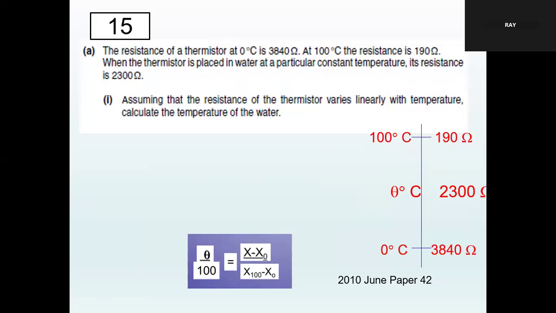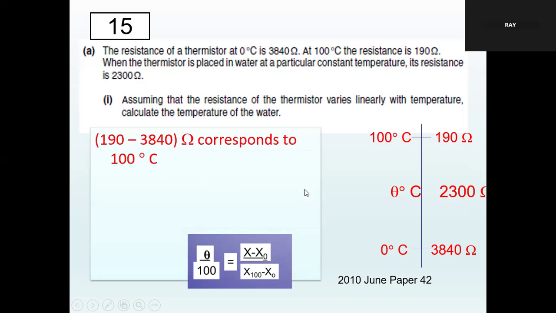Okay. The resistance of a thermistor, written there for you, at 0 degrees Celsius is that, at 100 degrees Celsius is 190 ohm. When the thermistor is placed in water at a particular constant temperature, its resistance is that. Assuming that the resistance of the thermistor varies linearly with temperature, calculate the temperature of the water. Basically, they are using proportion.